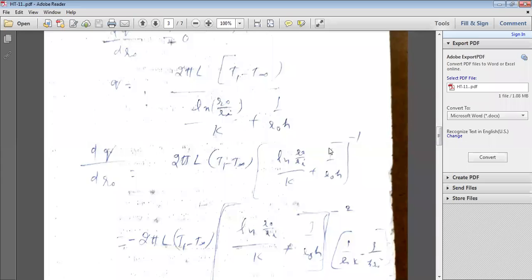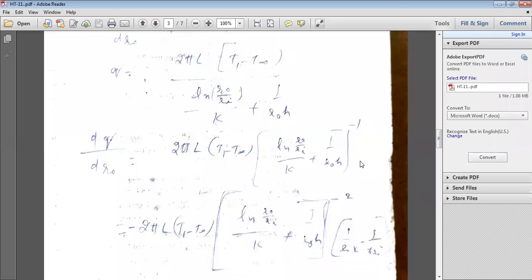Whole to the power, sorry, within the square bracket Ln RO by Ri divided by K plus 1 by ROH. So I am just taking this denominator to the numerator. I am taking this term to the top. That's why this is the Q equation only, not dQ by dRO. So Q is 2 pi L into T1 minus T free stream, within the square bracket Ln RO by Ri divided by K plus 1 by ROH, whole to the power minus 1.